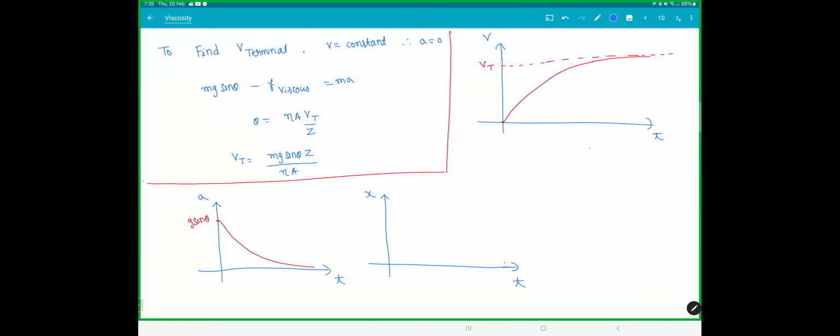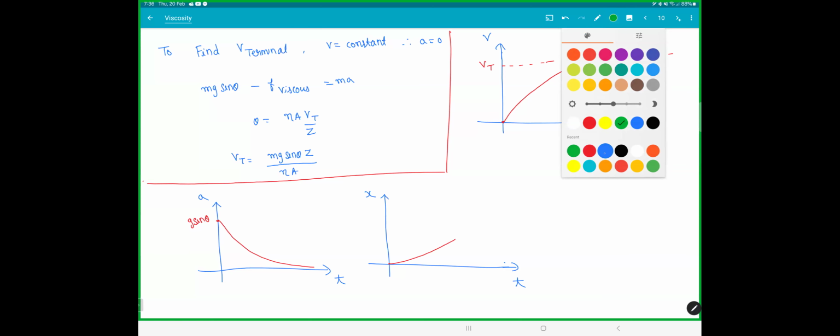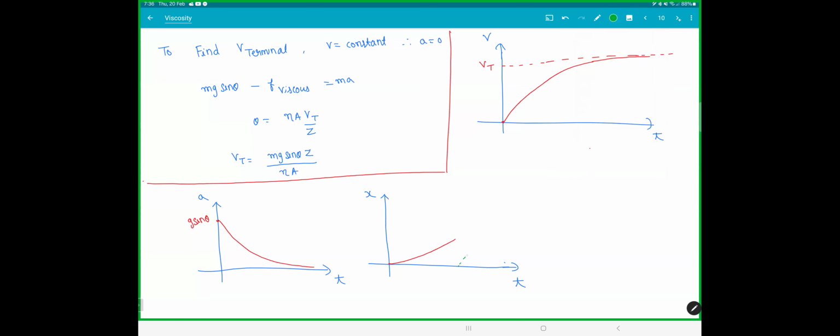Let's see. So initially your position is 0. Think about it. In an XT graph, what is slope? In a position time graph, slope is velocity. Agreed? So initially velocity is increasing, so your slope will also increase, increase, increase. But at infinity your velocity becomes constant.